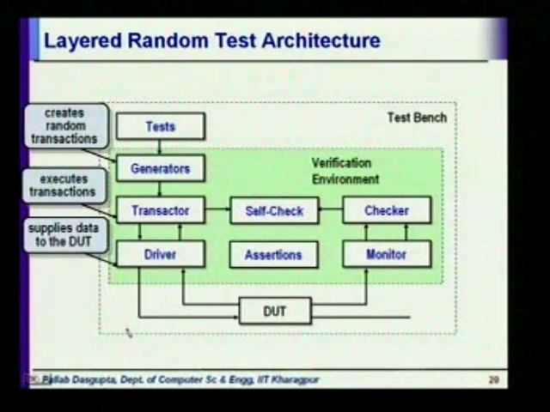Now, you remember the layers in a network stack. You have the physical layer, then the data link layer, right, then the transport layers. So, this is very similar to that. There also we want to shield the upper layers from the intricacies of the lower layers. That is why we do this layering. Right. When we go into the demonstration, we will see an example of a layered random test bench, where all these things will be there.